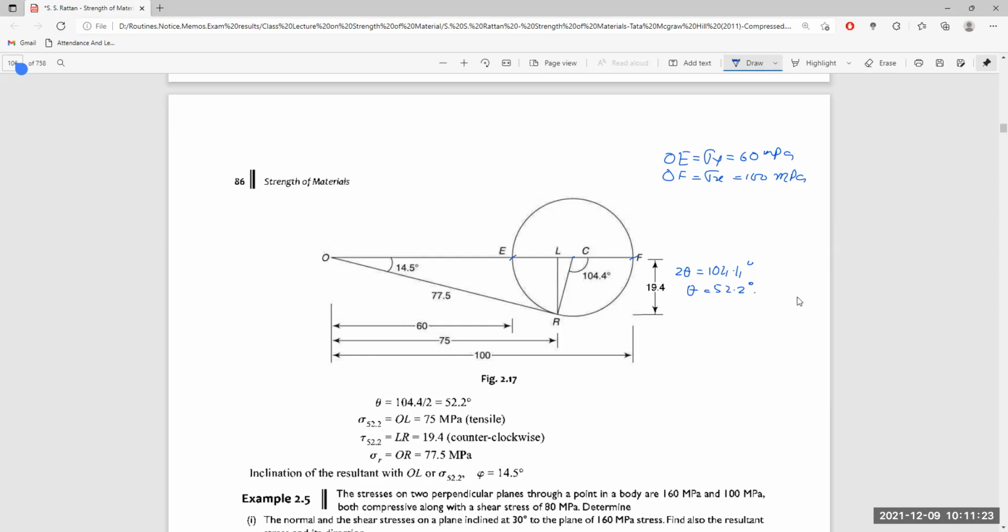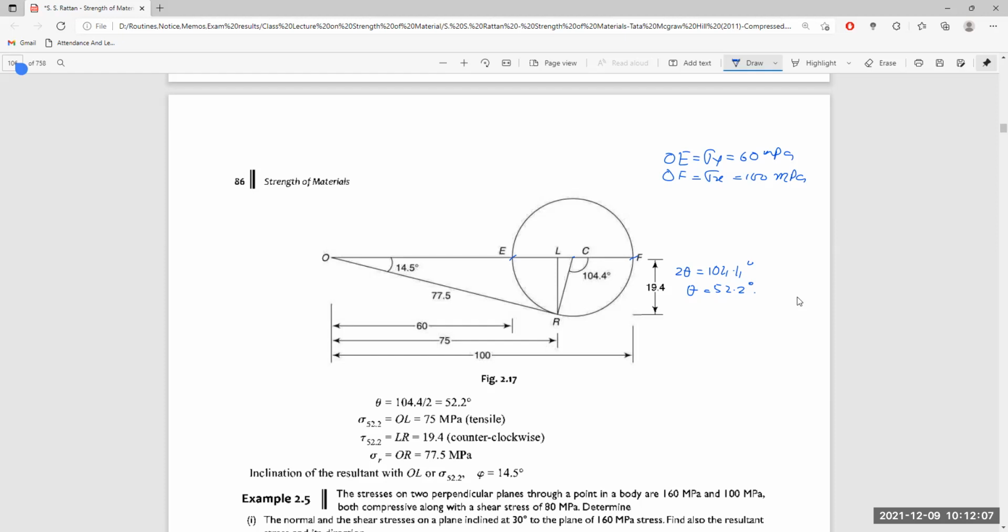Thus, the maximum force, if you drop a vertical here, which is the maximum stress, and sigma x is the maximum normal stress. If we drop a vertical from R, which will intersect the x-axis at L, then OL is the sigma x maximum on the plane 52.2 degree inclined, and LR is that shear stress which is given by the plane. LR is the shear stress which is acting normal to the oblique plane.